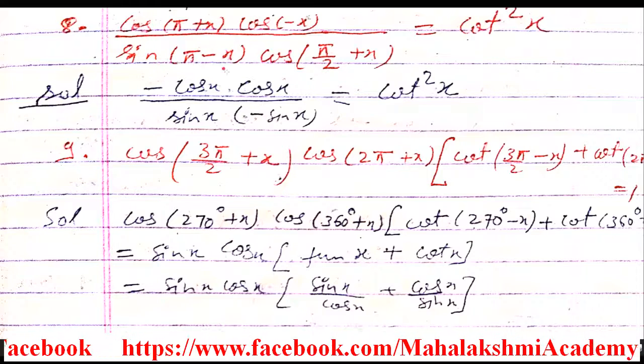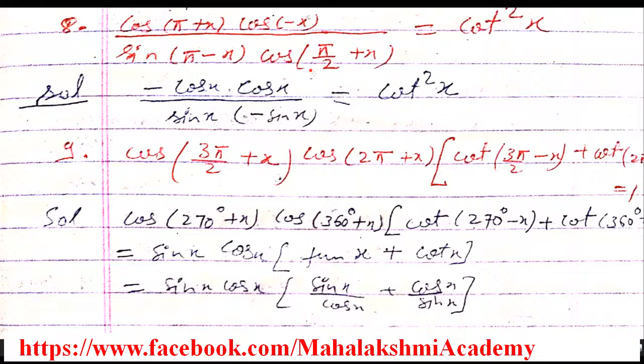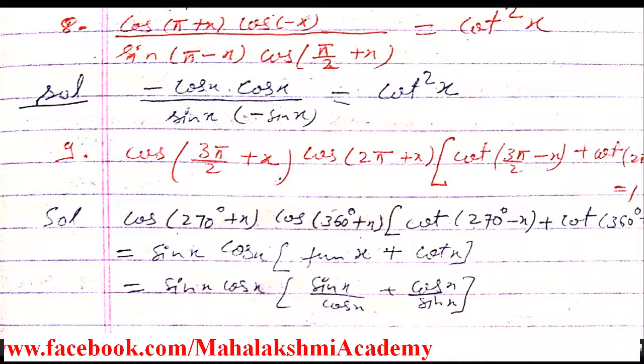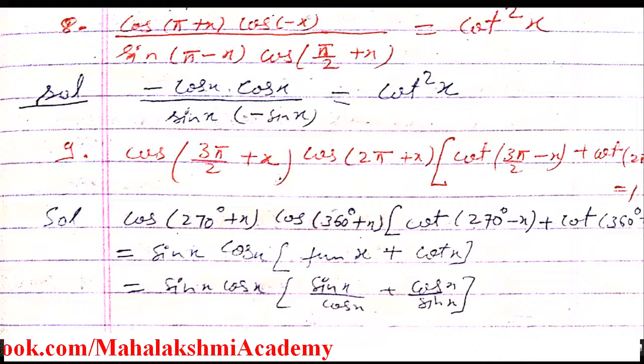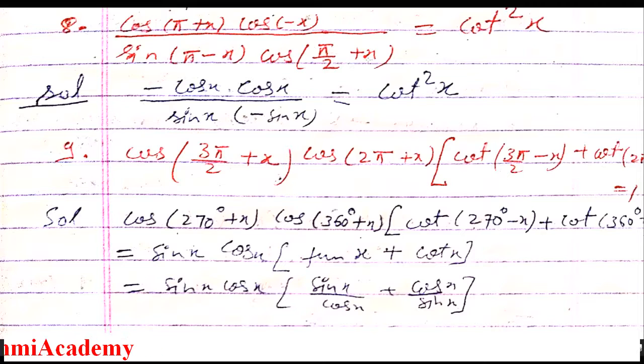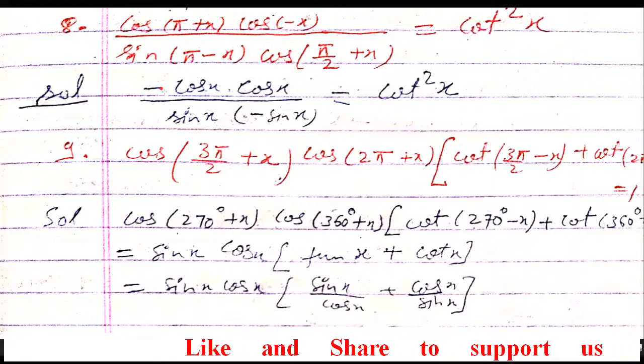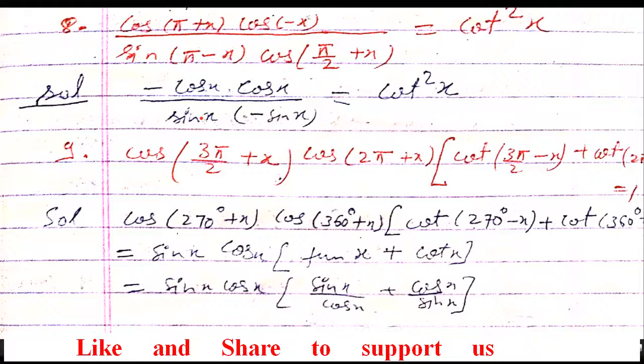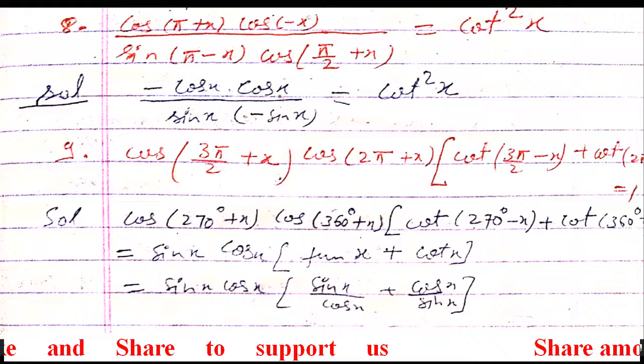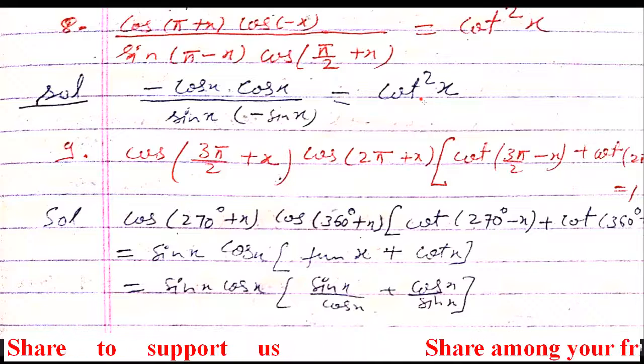So sin(π - x) is positive sin x, and cos(π/2 + x), pi by 2 means 90, and at pi by 2 trigonometry ratio is used to change, and we are doing π/2 + x. So in which quadrant will it move? It will move to the second quadrant where cos is negative. So cos(π/2 + x) is minus sin x. Now this minus sign and this minus sign will cancel each other, and cos upon sin is cot, that's why cot square x is going to be the answer.